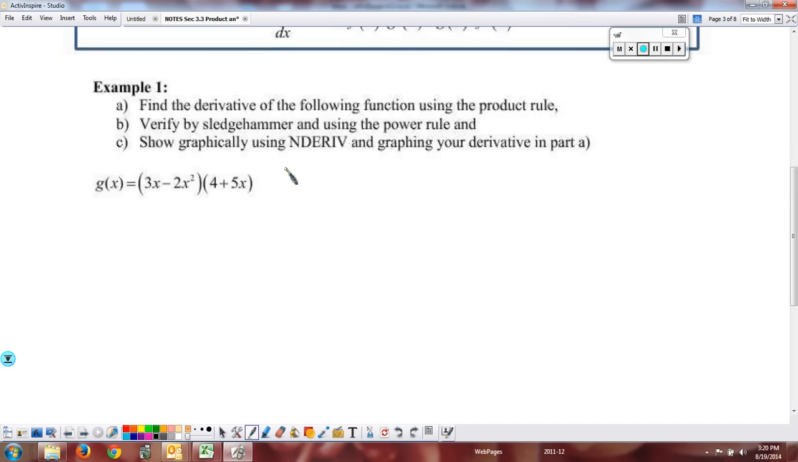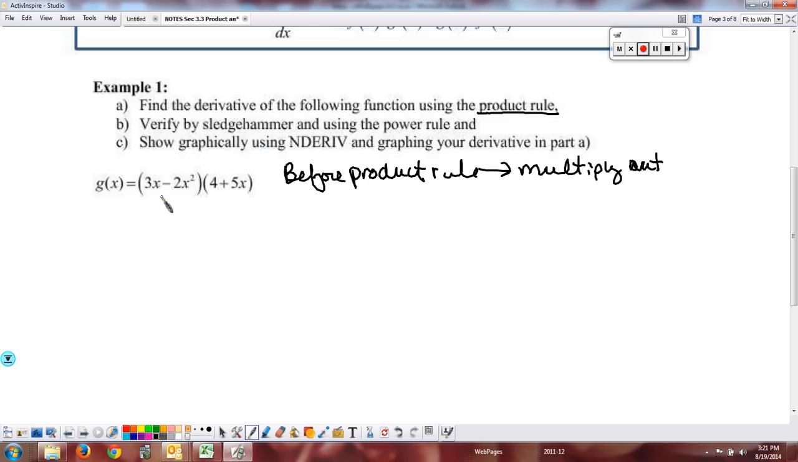So before product rule, what I would have done here is I would have multiplied out. I would have done the work, and I would have done the FOILing and multiplied this out, and then I would have had the sum or difference of power rule, and then I could simply go ahead and take the derivative. What we're going to do here is we're going to do this two different ways. We're going to use the product rule first for A, then we're going to sledgehammer, that's the multiplying it out down here, the old way, and then we're going to show graphically using nderive, just to practice that as well, right? So let's do A first.